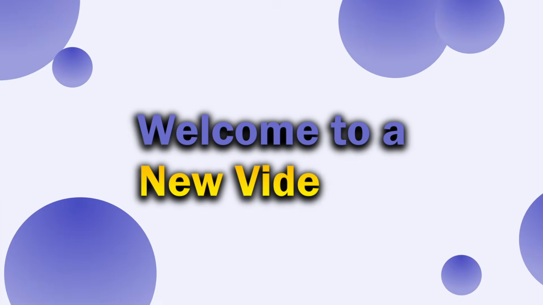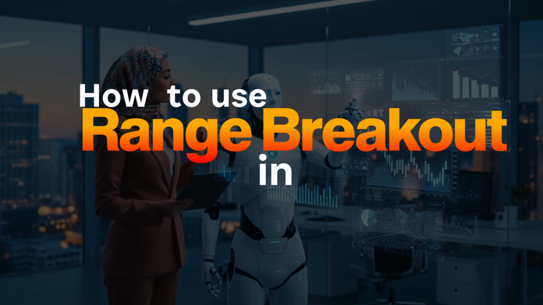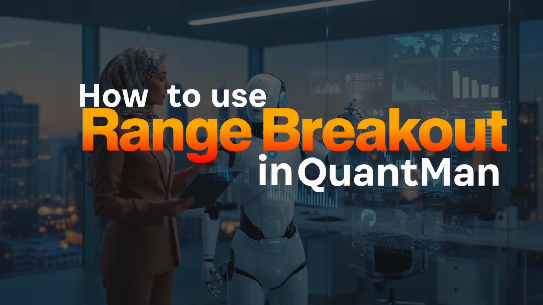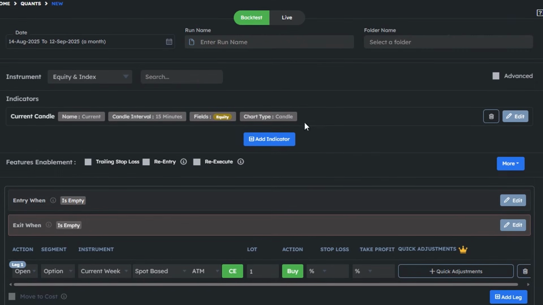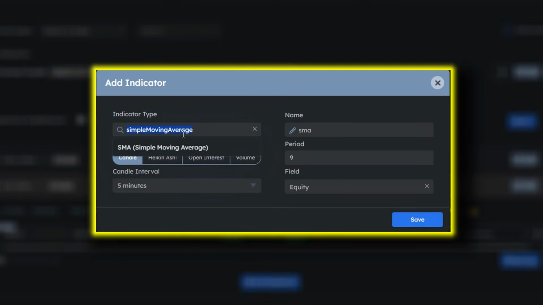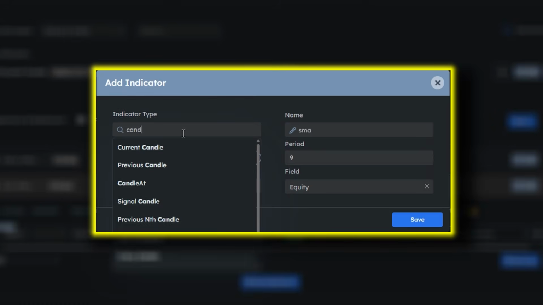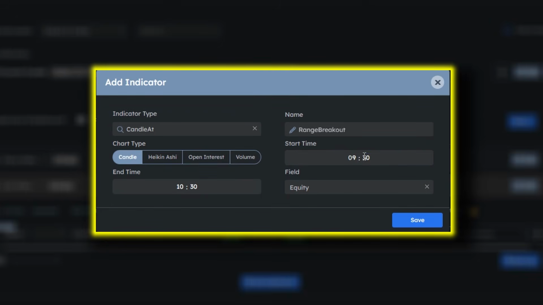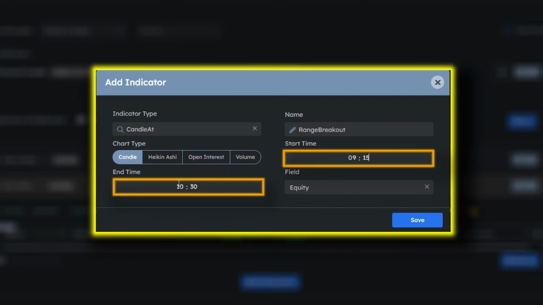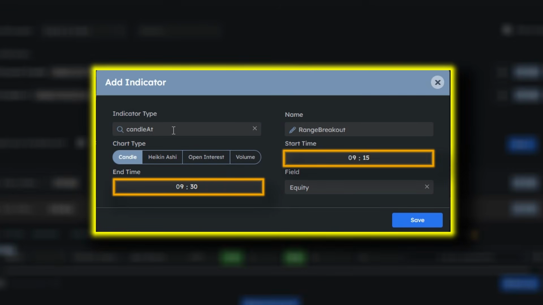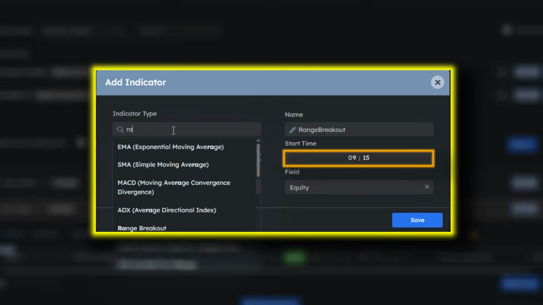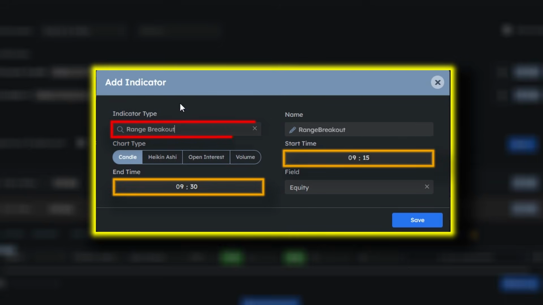Welcome to a new video on how to use range breakout strategy in QuantMan. Let's get started by opening the backtest page. Click on Add Indicator and type in CandleAt. Set the start time to 9:15 and the end time to 9:30. You can also type range breakout instead of CandleAt, as both are the same.